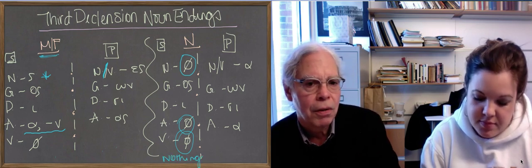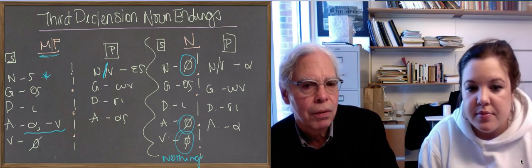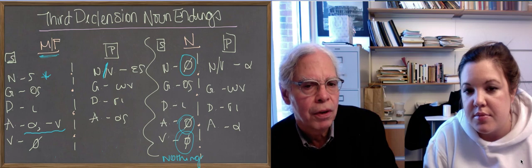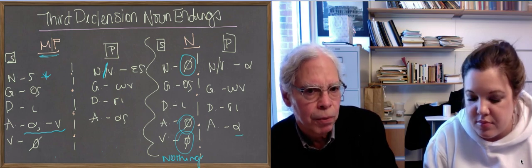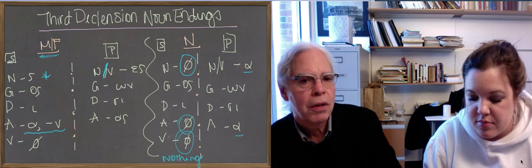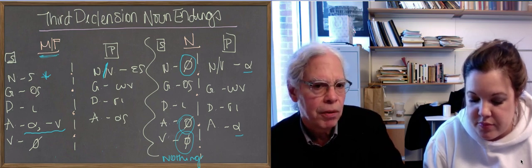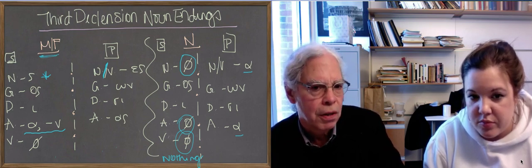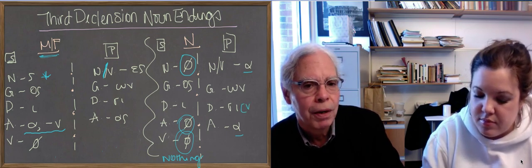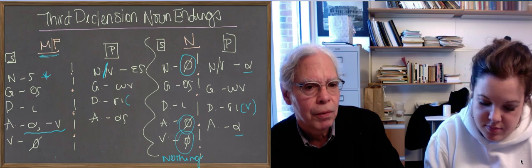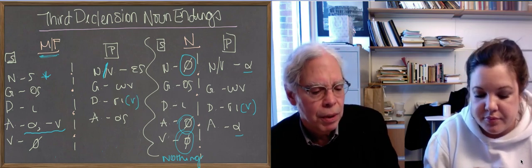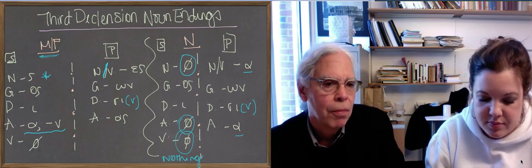Otherwise, the endings are like the neuter nouns of the second declension, that is, they're alpha in the nominative and accusative and vocative plural, and then the genitive is on, and again, the dative plural is si for the masculine and feminines, it ends in si. That si can have a movable nu after it. We should put that out there. So it can be sin in some cases. All right. So let's look at some examples.